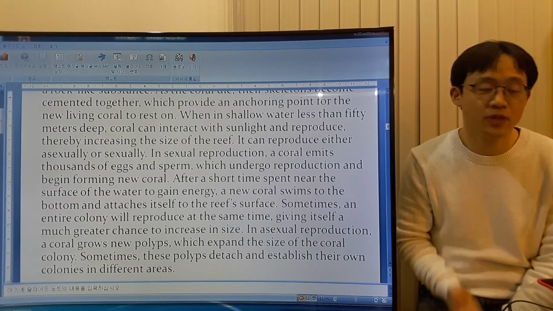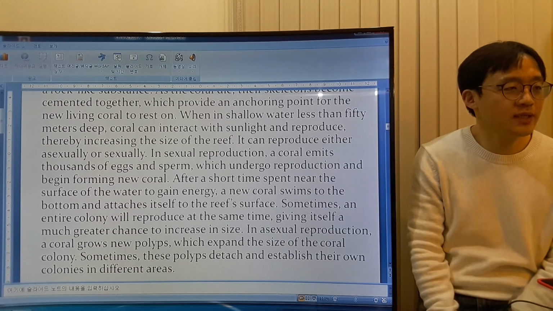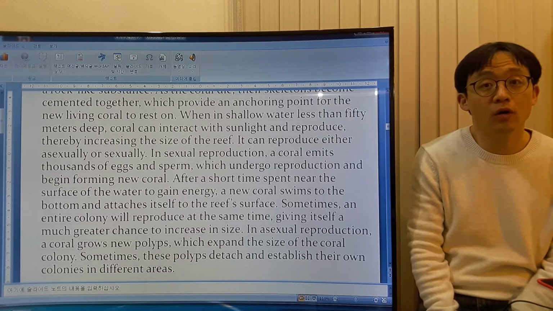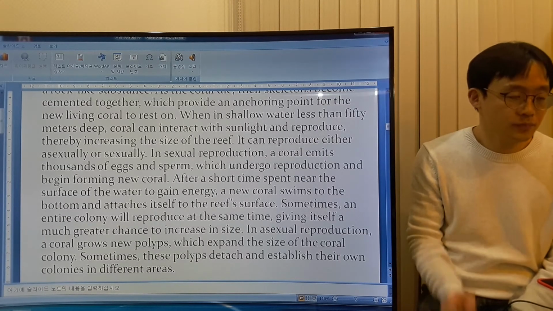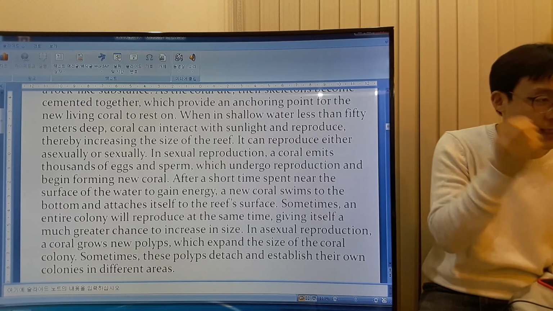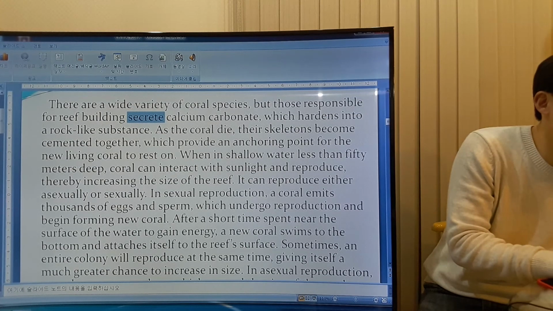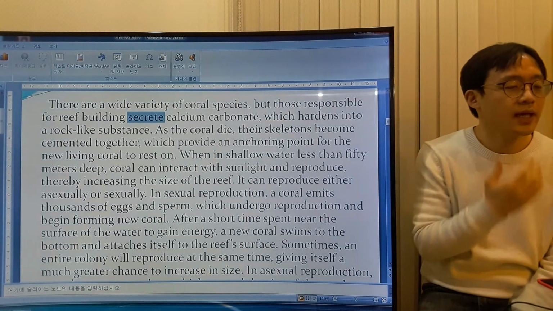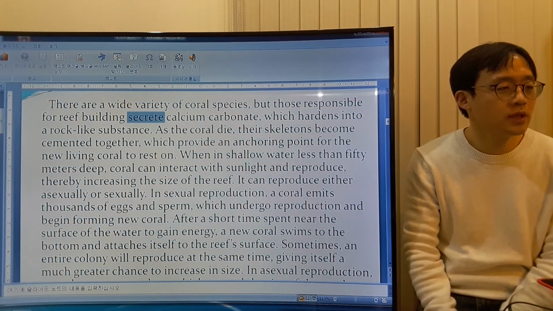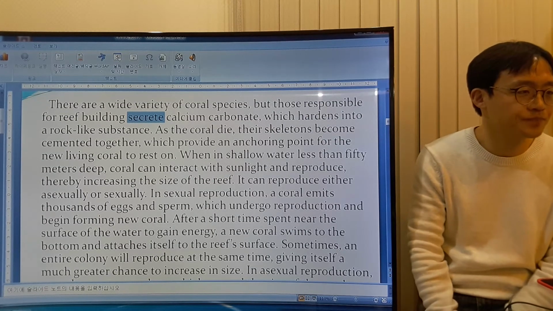Establish means to make something so that it is likely to last long. So it means making something in a firm way. So what is this part about? This part is about how the coral is formed and how they reproduce, okay.